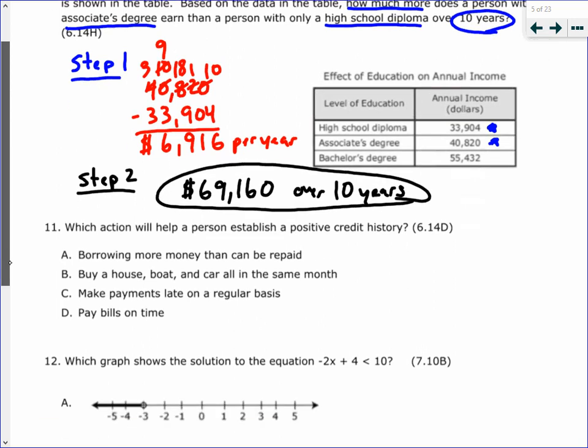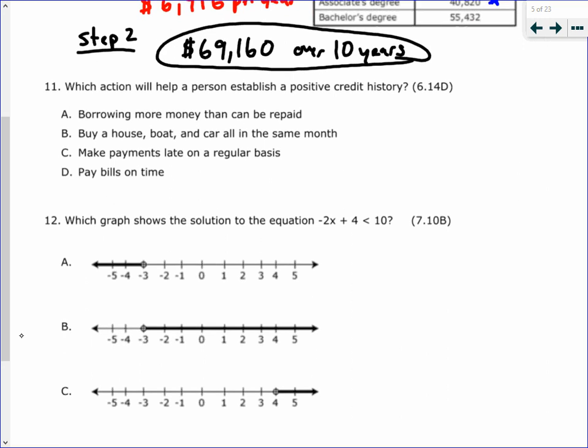All right. Very similar to the last one. Which action will help a person establish a positive credit history? Borrowing more money than you have would definitely hurt your credit history. Buy a house, boat, and car all in the same month? No, that'll really hurt your credit history as well. This is not a good thing. You do not want to pay them late. So by process of elimination, make sure you pay your bills on time.